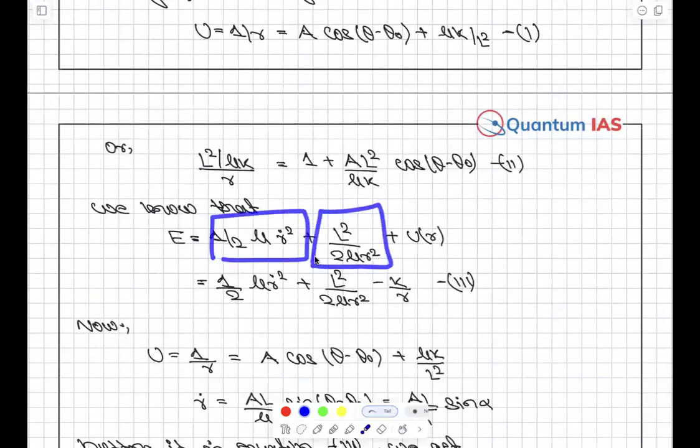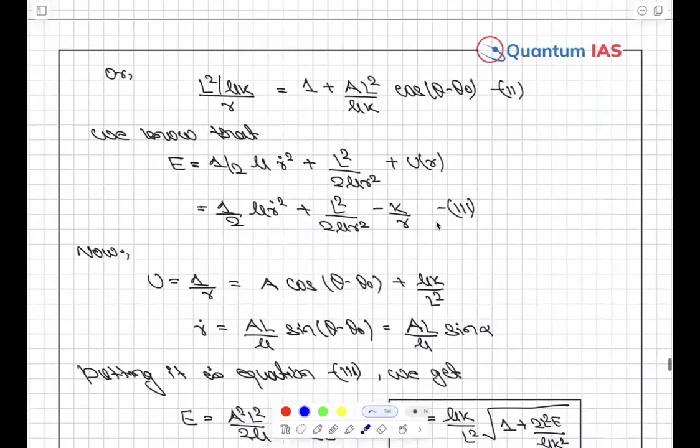Translational, rotational plus potential. Yes or no? What is the potential? Minus k by r. If you put it here, right? Now we have to find the energy. What is u? u is 1 by r, a cos theta minus theta mu square.